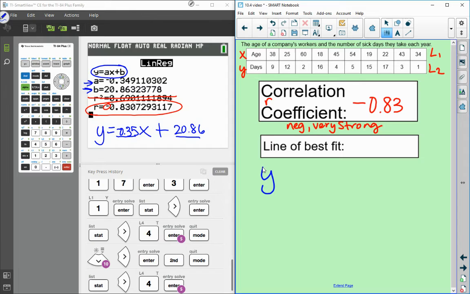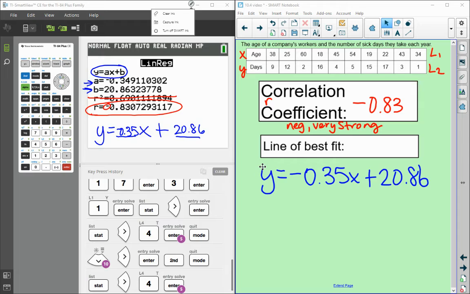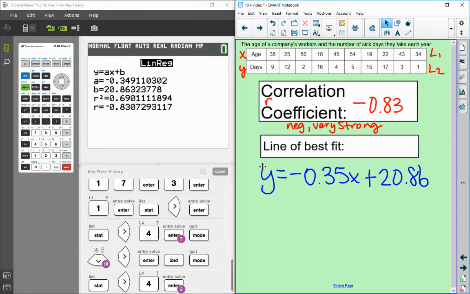So my line of best fit, I can't write that small, is negative 0.35x plus 20.86. That is my line of best fit. Wasn't that nice? I didn't have to do any fancy math. I just had to type it in the calculator. Okay, I'm going to clear a few things out here, and we're going to do another one.